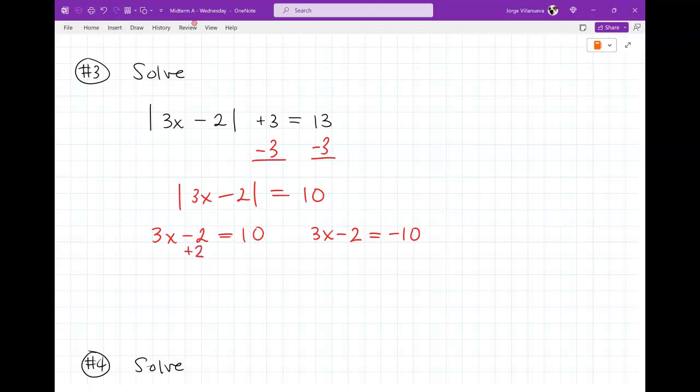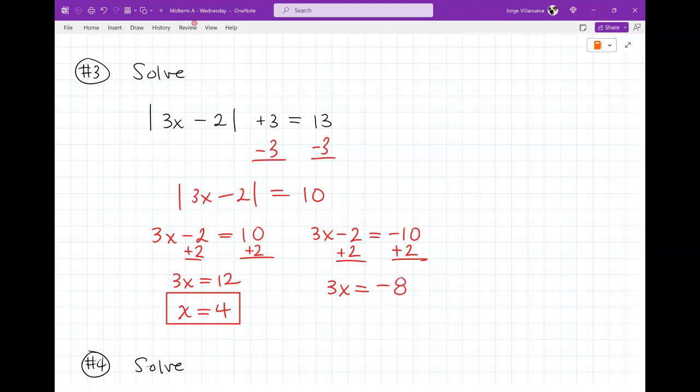So add 2. That gives me 3x equals 12. So if I divide both sides by 3, what do I get? x equal to 4. Okay, so there's the first one. And then the next one I'm going to add 2 again. So I get 3x equal to negative 8.